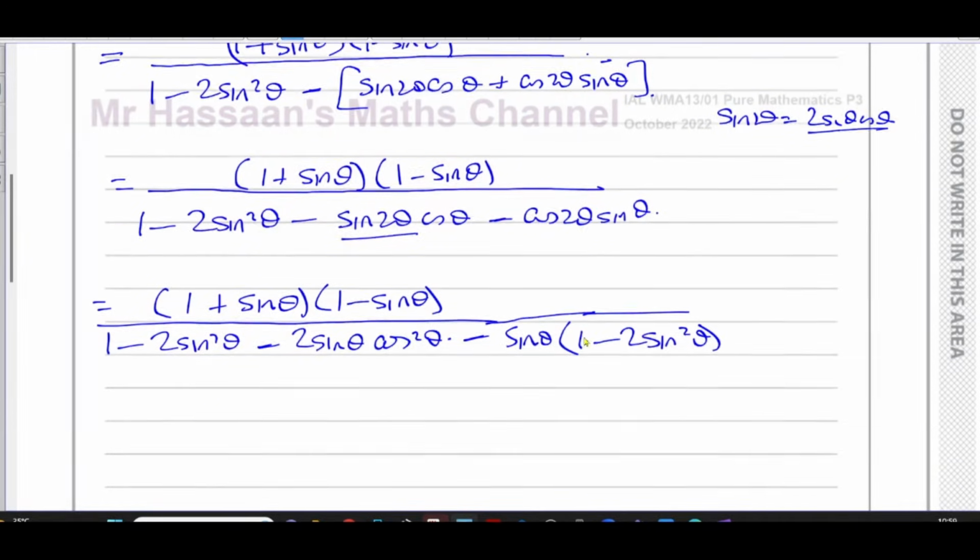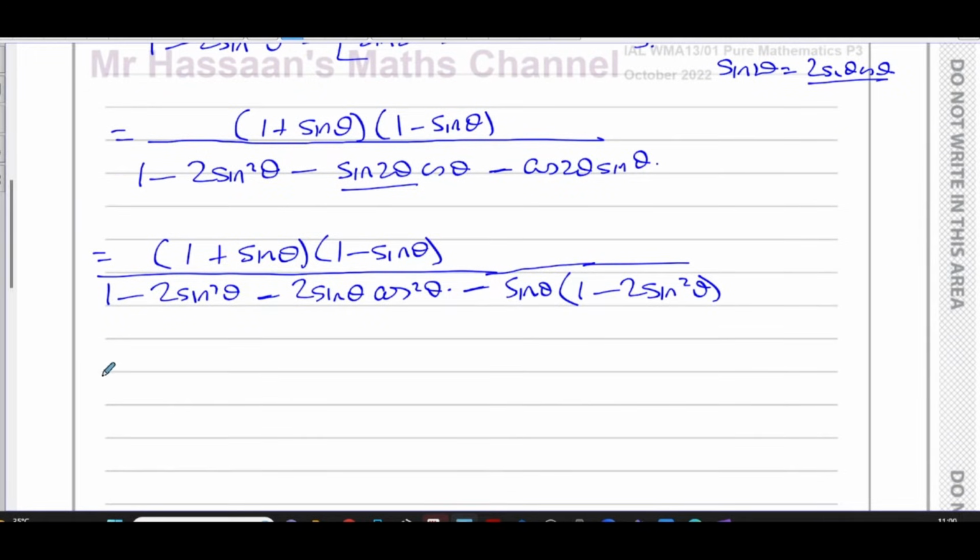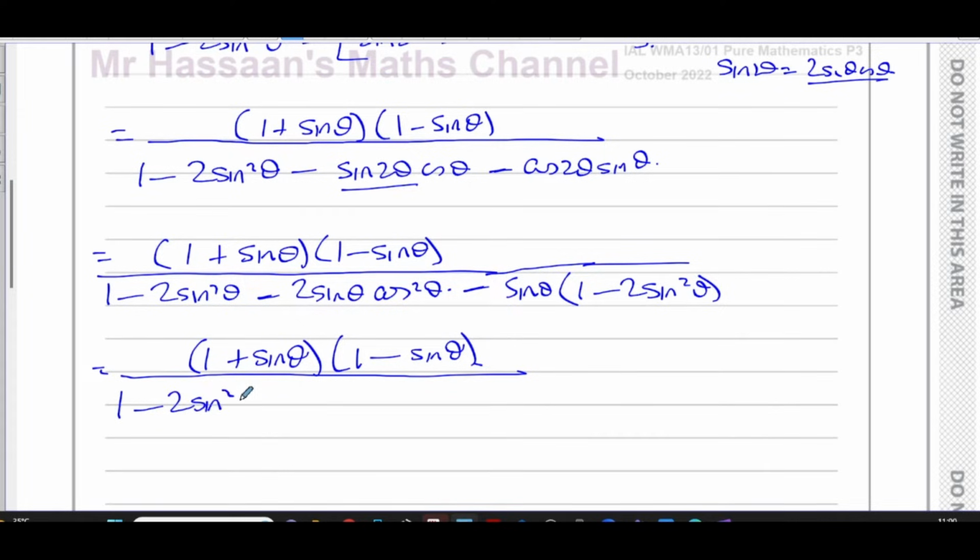Okay, so now we're going to have here, again, 1 plus sine theta, which we want to keep, 1 minus sine theta, which hopefully will cancel out, over. Now this is, okay, I can replace this again. So let's just write 1 minus 2 sine squared theta. That's so far so good.